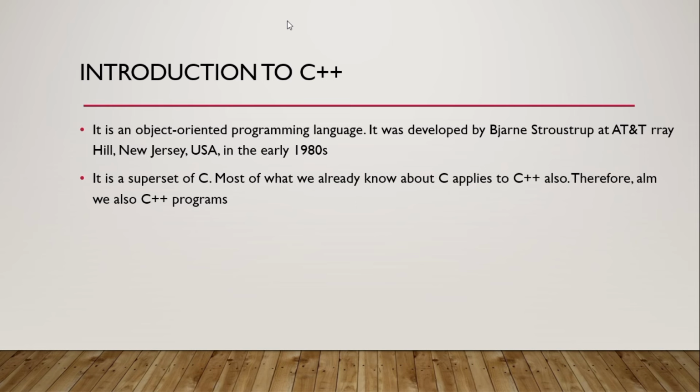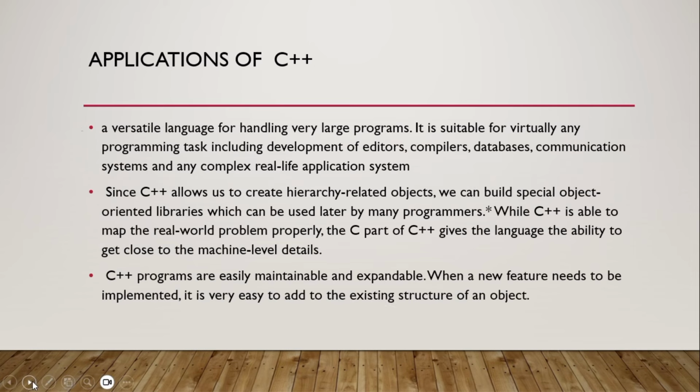So what are the applications of C++? It is a versatile language which is used for handling very large programs. It is suitable for virtually any programming task, including development of editors, compilers, databases, communication systems, and any complex real-life application system. Since C++ allows us to create hierarchy-related objects, we can build a special object-oriented library which can be used later by many programmers.